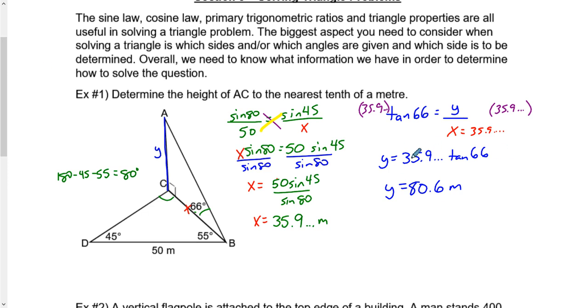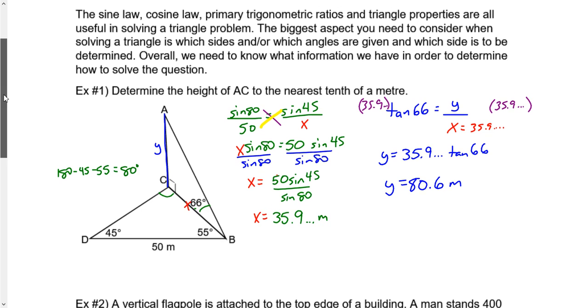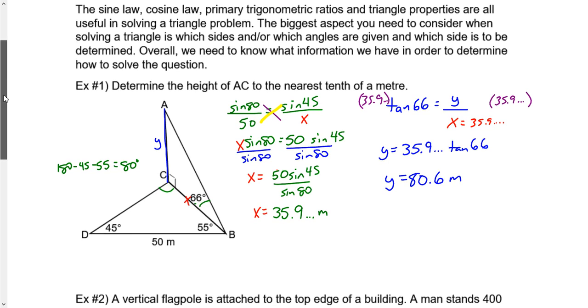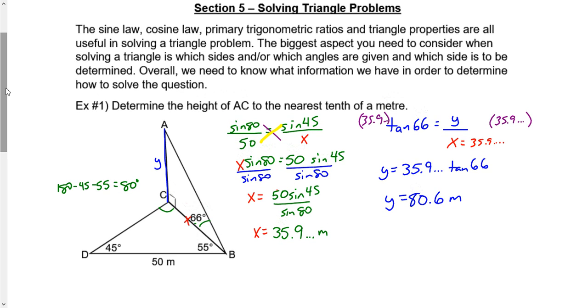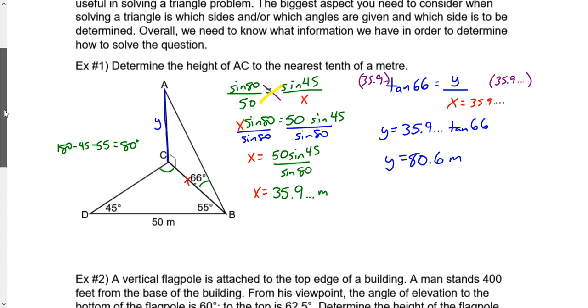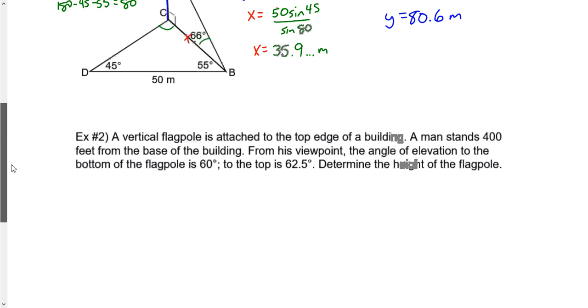Now, in this case, yes, if you just did 35.9 multiplied by the tangent of 66, there shouldn't be any issues. But if you do round it incorrectly, it's going to become a problem. At the same time, keep in mind, math is not specifically science. We can use an infinite amount of decimal places, whereas science has to use significant figures. So be careful with those.